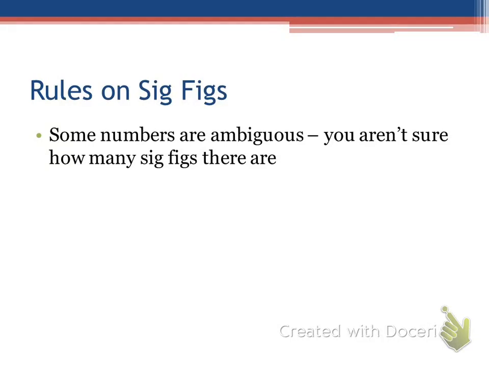We have all these rules for determining what digits are valid or not, right? Significant or not. But some numbers are what we consider ambiguous. Okay, this is a word you need to be really familiar with, ambiguous. Which means we don't know how many significant figures are in that measurement. We aren't sure. Okay, so I'm going to show you how to identify an ambiguous measurement.